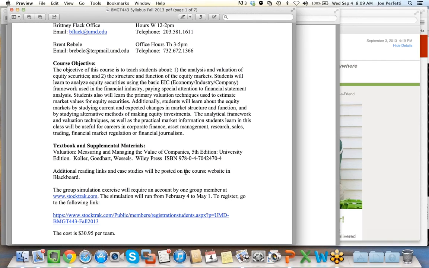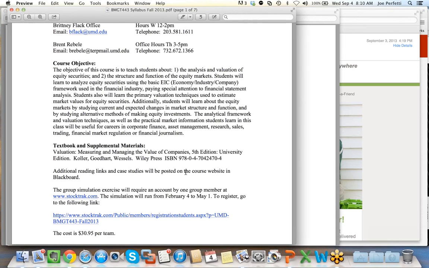You can buy it at Amazon. I actually use the Kindle version for this class for my own use. But any version of the fifth edition is fine, whether paper or electronic. Also, anything else that requires reading will be posted on, and I know it says Blackboard, it should say Canvas, since we're now using Canvas here at Maryland.